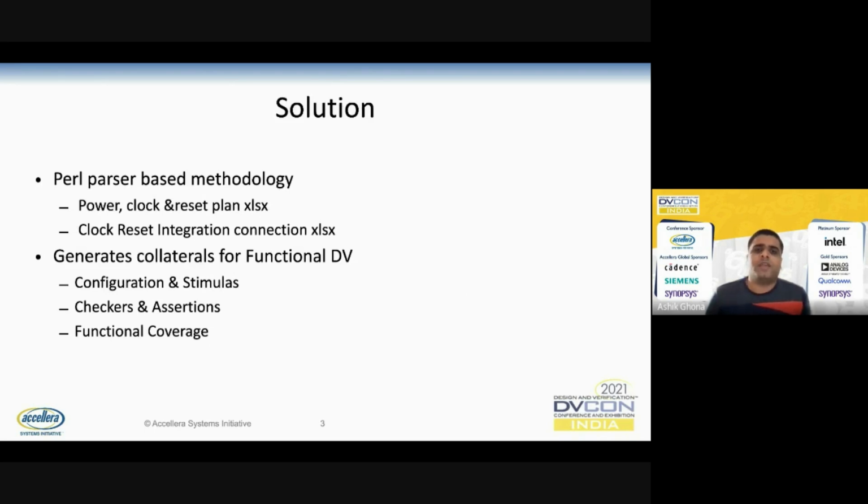As a solution, we are proposing a Perl parser based methodology, which parses 2 different specs, the power clock reset plan spec and the clock reset integration connection spec. We will see the proposed format for these specs, and the Perl parser will generate collaterals which we can use in functional DV for 3 different categories. The first collateral is configuration stimulus, the second is checkers and assertions, and the third is functional coverage.